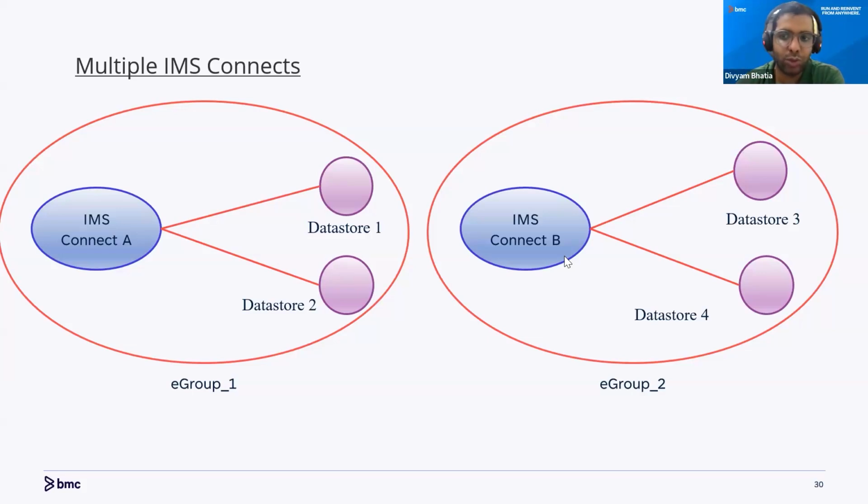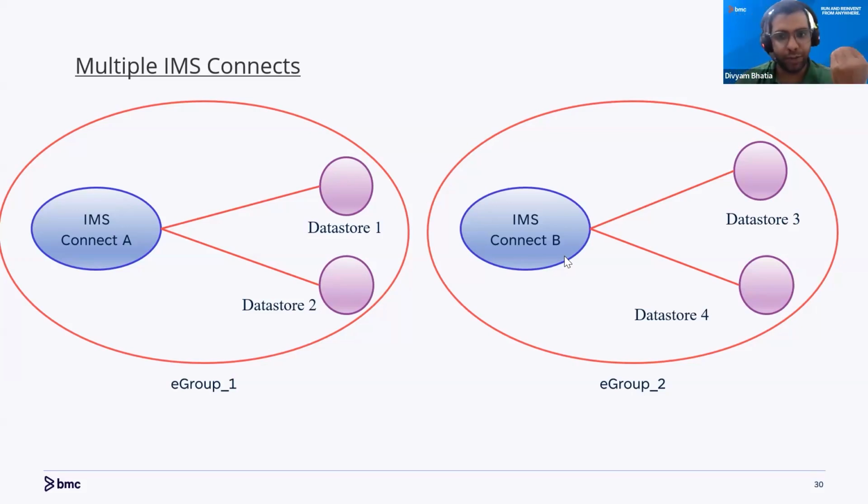This is usually used when you require different routing specifications. Say, for example, I need to give one message to IMS Connect A, and I want it to be routed to data store 2. And the second message I want to give to IMS Connect B and route it to data store 3. So this is where it helps me, because there are different E groups, so I can just decide it for me.